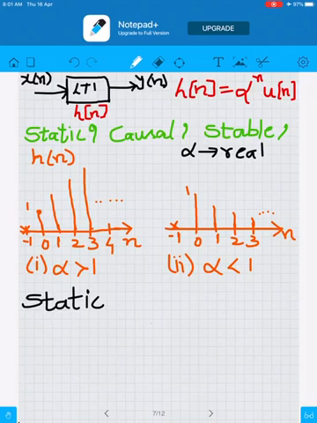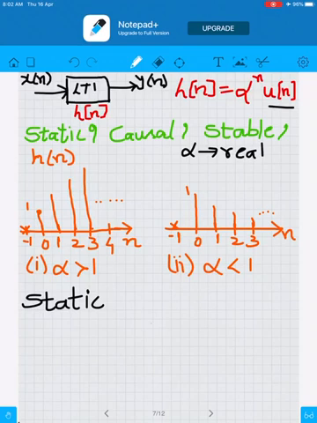If alpha is greater than 1, then of course the diagram is shown here. When alpha is greater than 1, it's a growing exponential sequence. When alpha is less than 1, it is a decaying exponential sequence. Since u of n is there, which is defined as a function that exists only for n greater than or equal to 0, and it will be 0 for n less than 0. That is why you can see that for -1, -2, -3 and so on, the impulse response doesn't exist for any values of alpha.